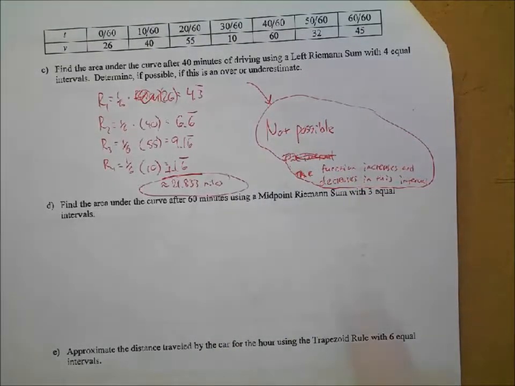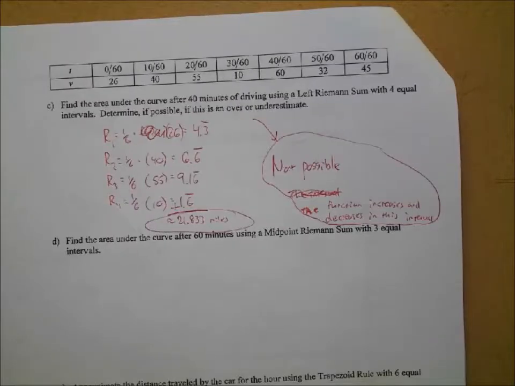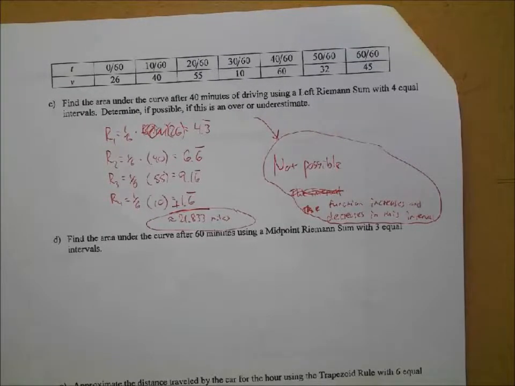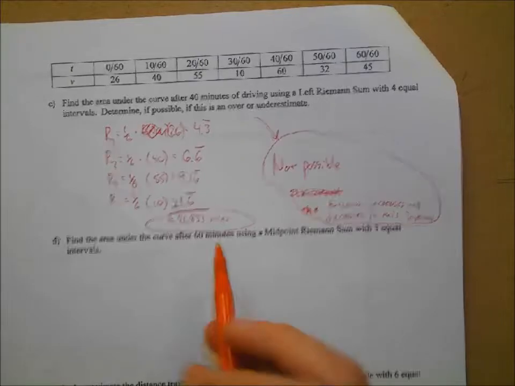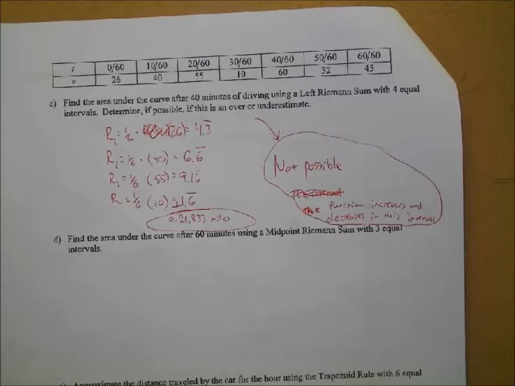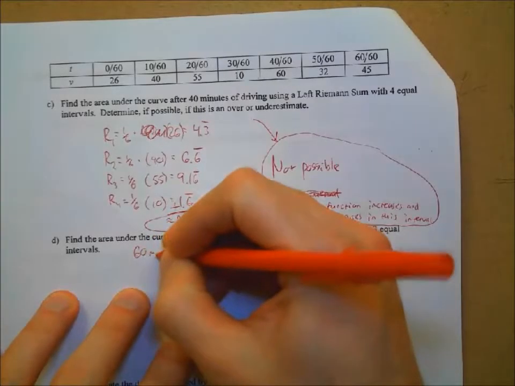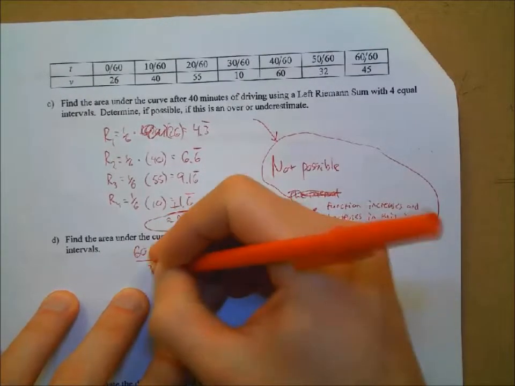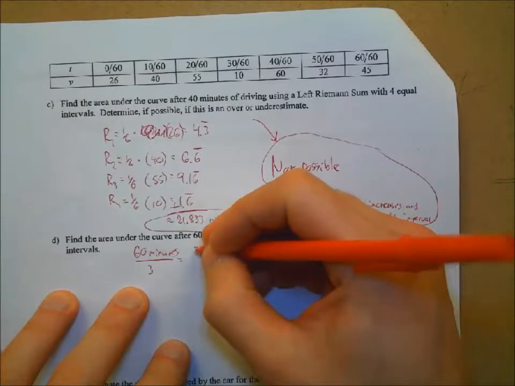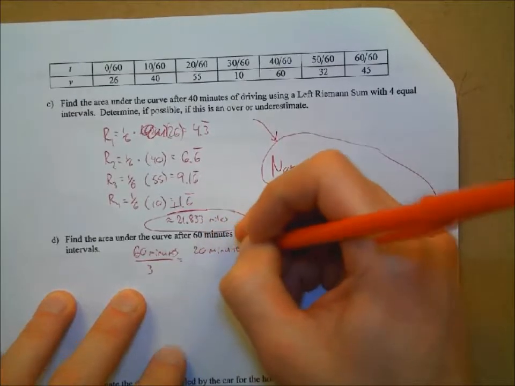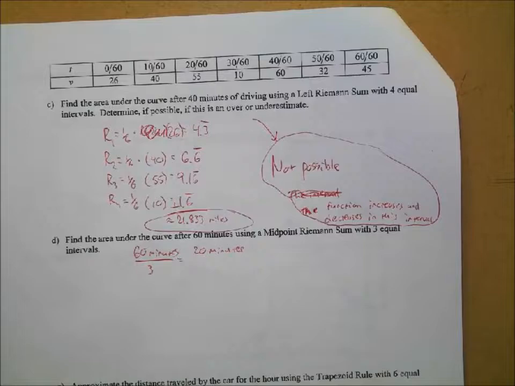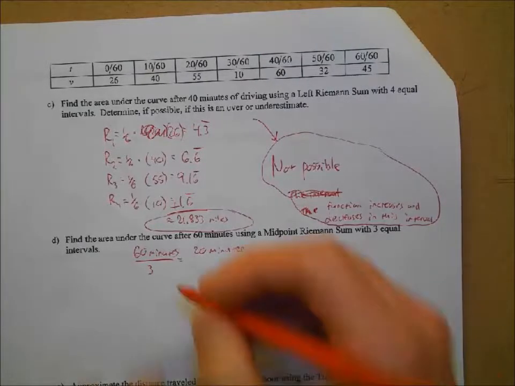Okay? All right, midpoint. Believe it or not, we can do a midpoint Riemann sum here with 3 equal intervals. So if we're going to do 3 equal subintervals over the whole 60 minutes, how wide are our subintervals going to be? 60 minutes divided by 3 equals 20 minutes, which is 2/6 or 1/3 of an hour.